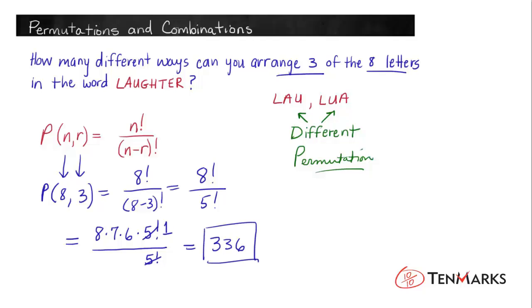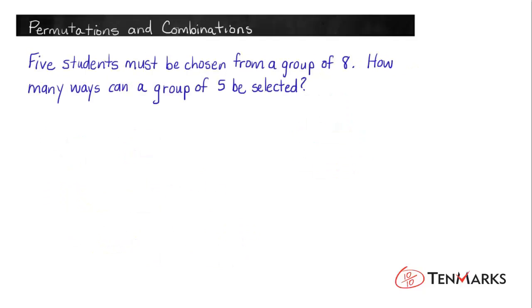Now let's take a look at a combination. 5 students must be chosen from a group of 8. How many ways can a group of 5 be selected? We need to decide if choosing, let's say, Joe and Kay is different than choosing Kay and Joe. And in this situation, there's really no difference between choosing Joe and Kay or Kay and Joe. So order doesn't matter, and that tells us this is a combination problem.